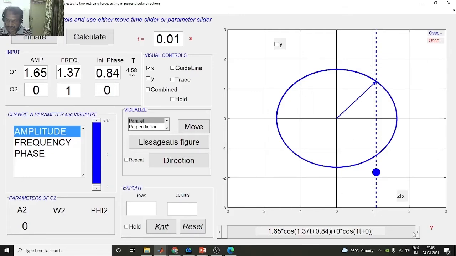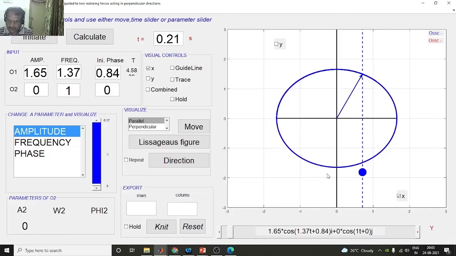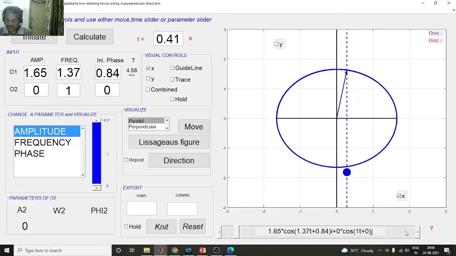Now as the time passes, this vector rotates. So at another instant of time, let's say 0.21 seconds, the oscillator has moved towards the equilibrium position. So as the angle changes, now the angle has increased. You can look at the x component of this vector, this length, which is equal to the present position of the oscillator with respect to the mean position at any point. That is true.